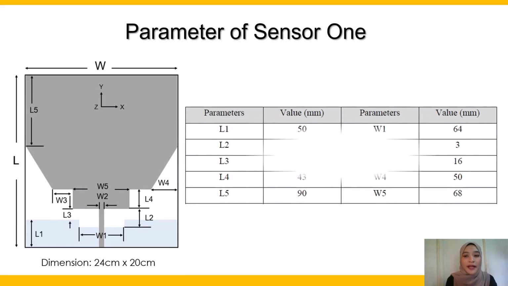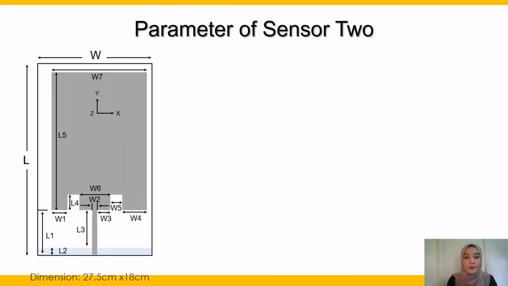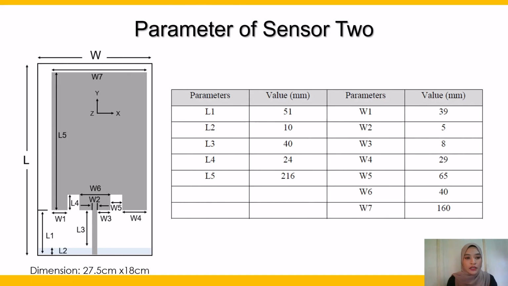Okay, next is parameter of sensor 1. This is the parameter of sensor 1. This sensor has a dimension of 24 cm times 20 cm. Second is the parameter for sensor 2. This sensor has a dimension of 27.5 cm times 18 cm.